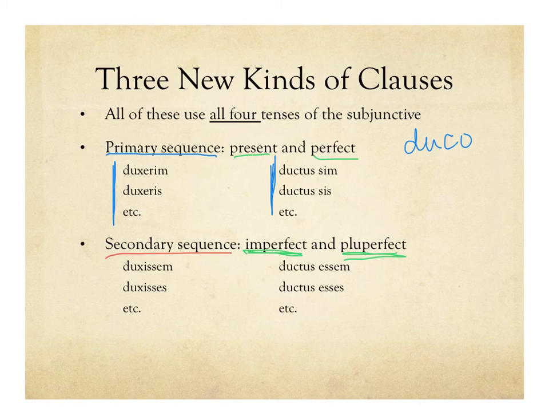And again, just to remind ourselves of what this looks like, the pluperfect active is that perfect infinitive with endings on it, so duxissem, duxisses, duxisset, etc. And the pluperfect passive is that fourth principal part plus the imperfect of the verb to be. Ductus essem, ductus esses, ductus esset, etc. Okay? So just to remind you, those are the forms we're going to be working with.